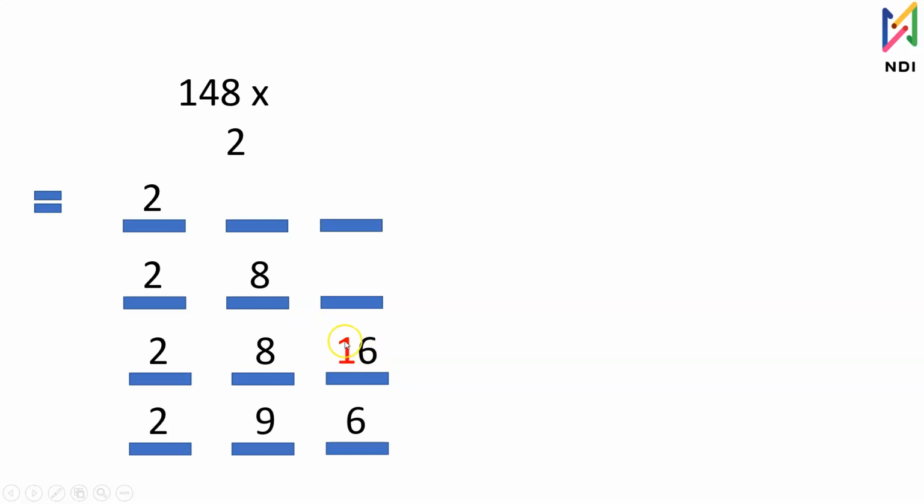I need to add this. I'm representing it in a different color. You can circle it, right? So that it's clear in your mind. So this needs to be added to 8. So 8 becomes 9. We have the answer, 296. Isn't this easy?